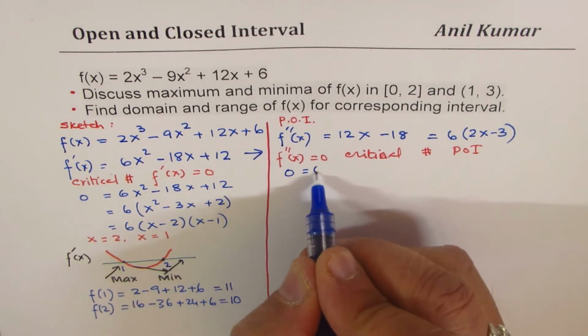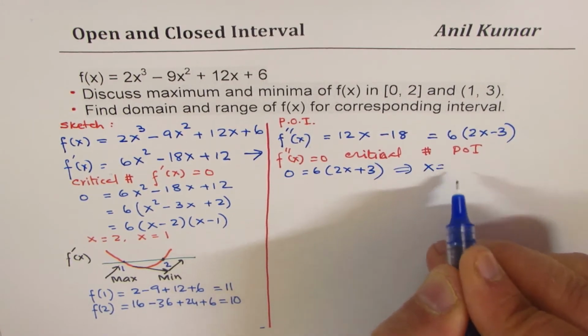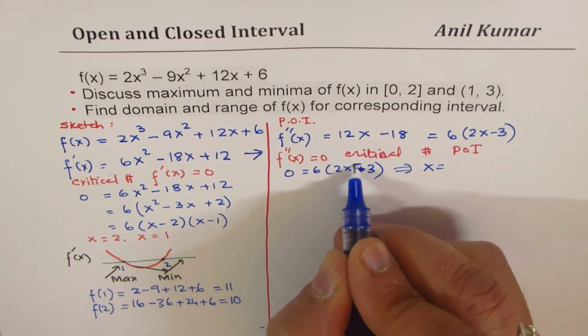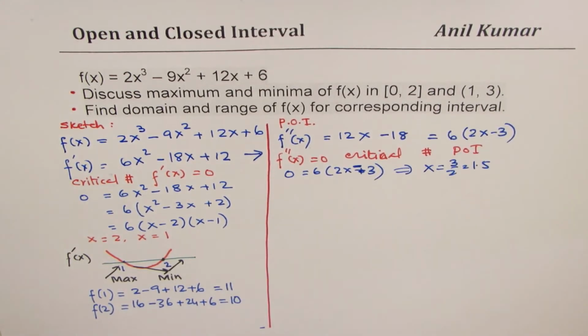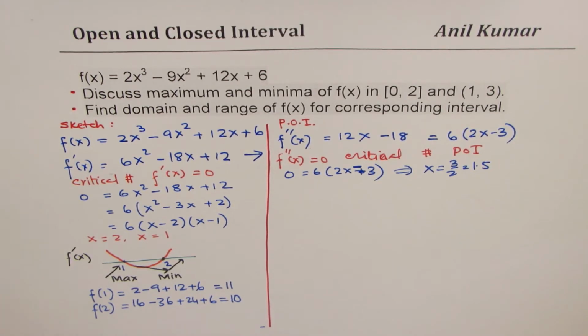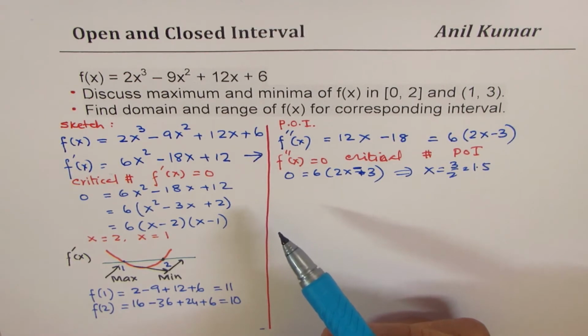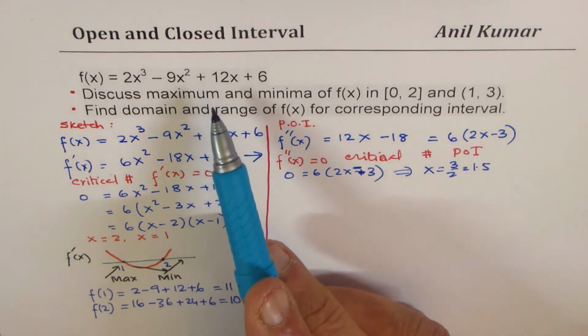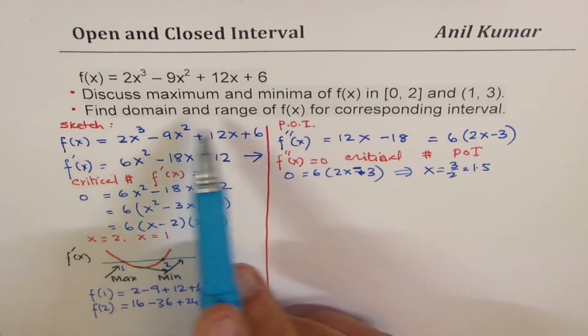We get 0 equals 6 times 2x minus 3, and clearly at x equals 3 over 2, which is 1.5, we do have a point of inflection, correct? So now we are in a position to sketch our graph. Those of you who don't understand this derivative portion, bear with me. I did all this to sketch the graph, but then we can together discuss maximum, minimum, domain, and range.